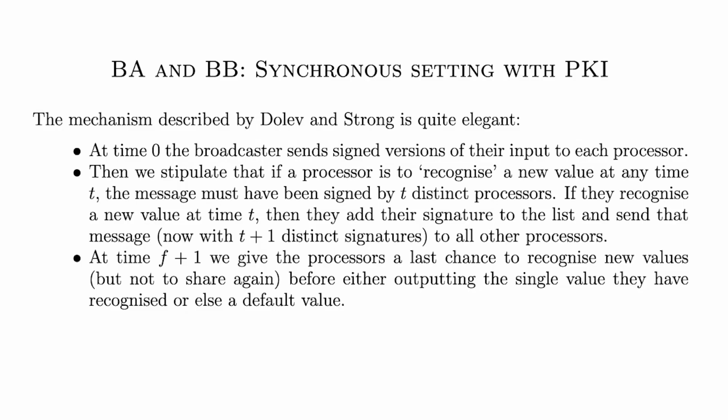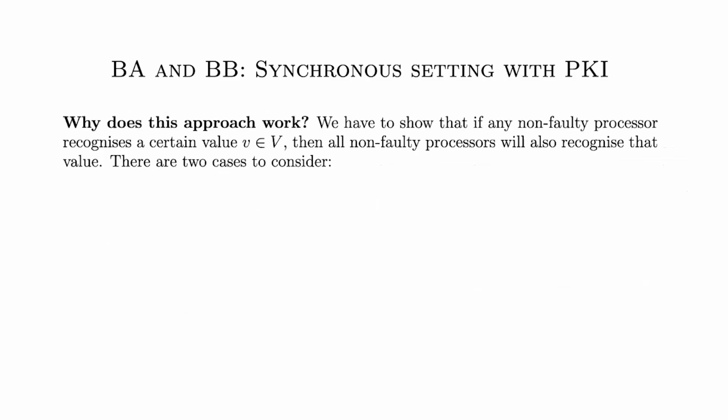Okay, so is the protocol clear, first of all? Yeah, okay. So now let's see why that works. So we have to show that if any non-faulty processor recognizes a certain value, then they all do. Okay, and as long as that's the case, we're entirely happy. That's what we have to show.